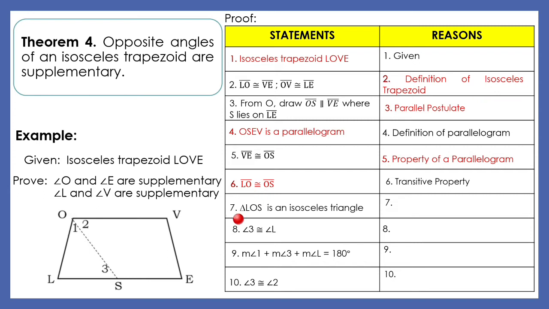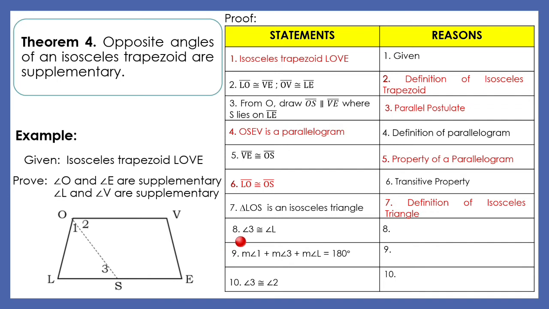For number 7, we have triangle LOS is an isosceles triangle. So, we have here triangle LOS. So, bakit siya isosceles triangle? Because of the definition of isosceles triangle. So, sabi natin kanina, yung line segment LO ay congruent siya sa line segment OS. Therefore, meron siyang two sides na merong equal length.